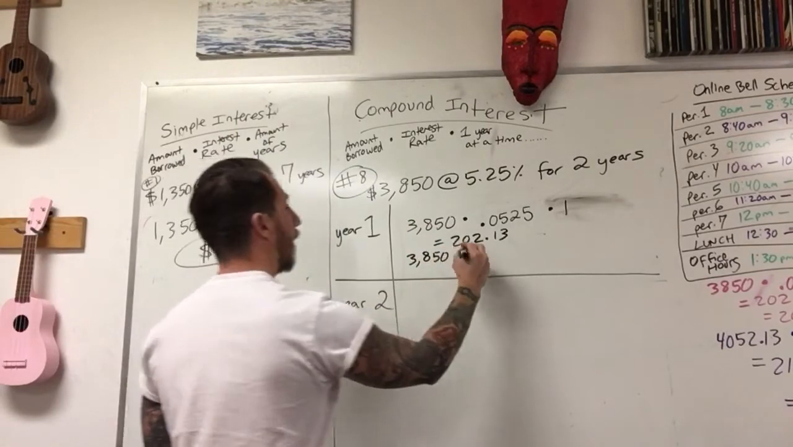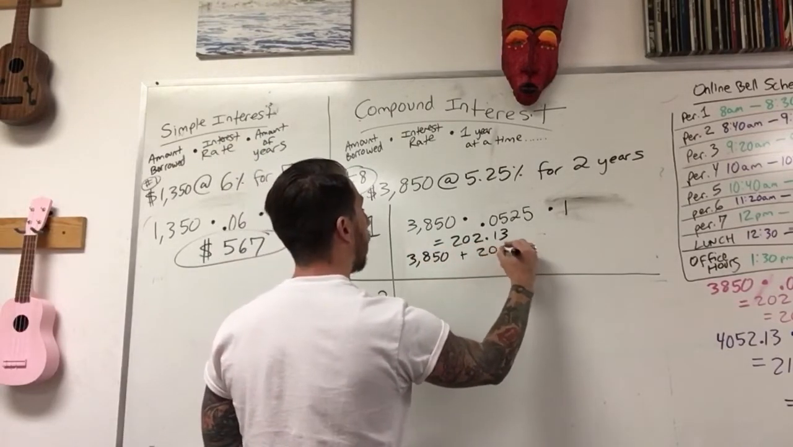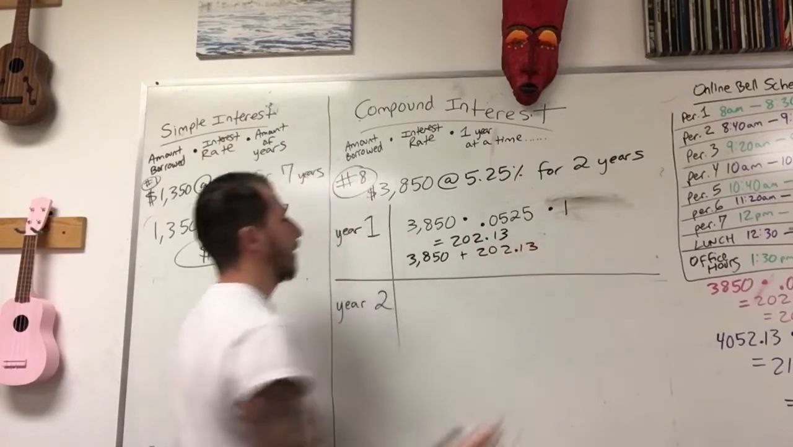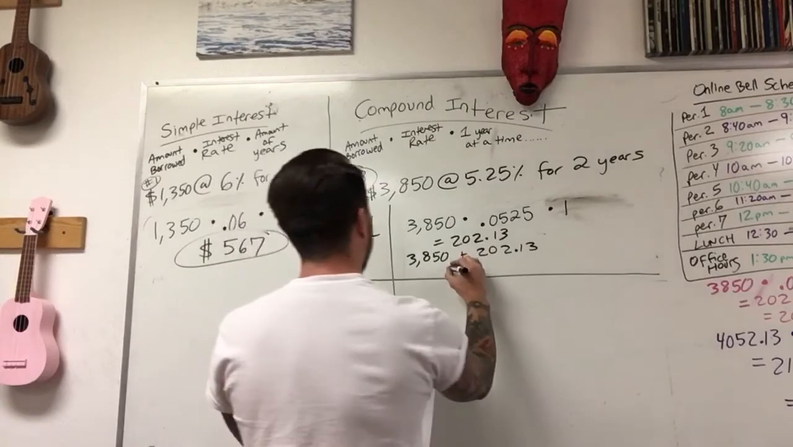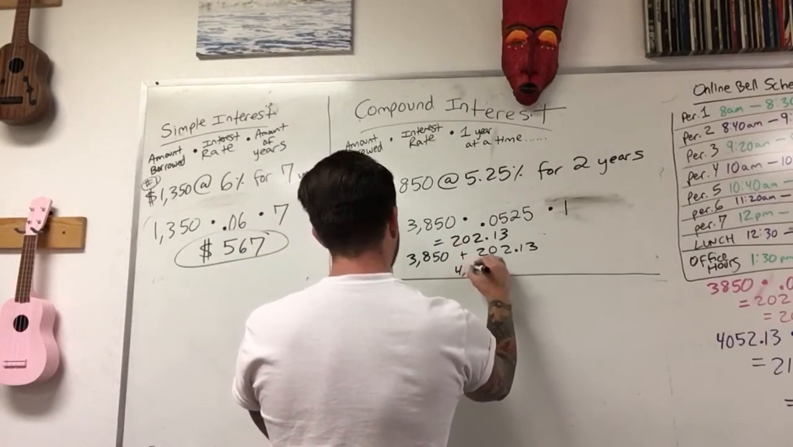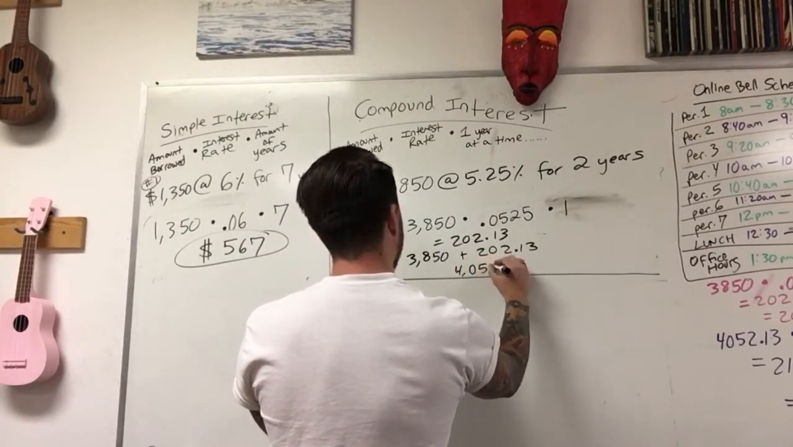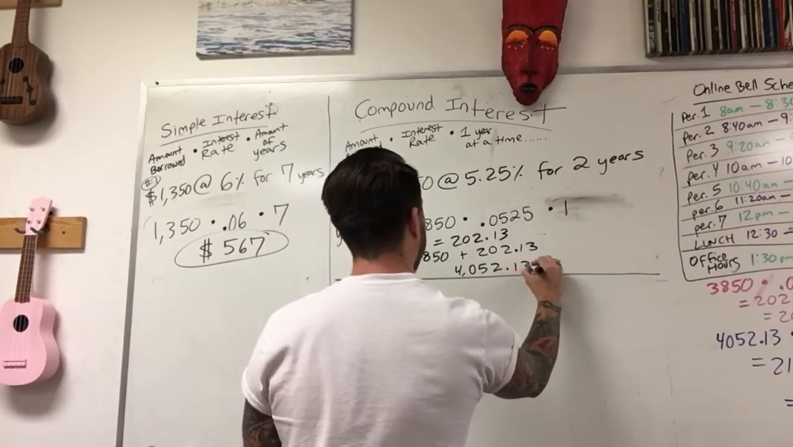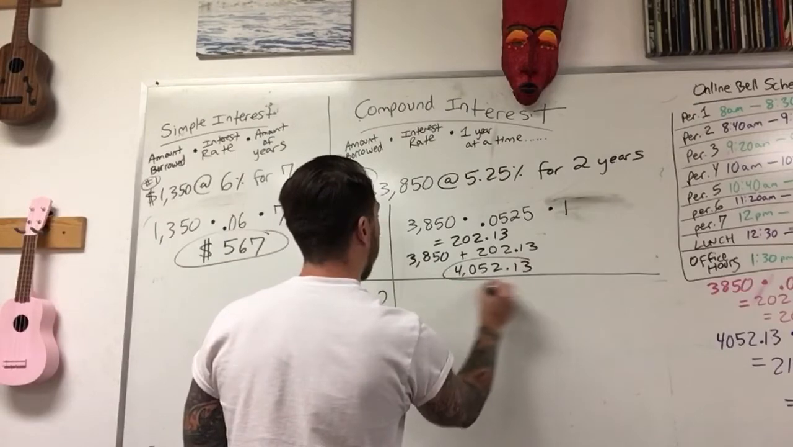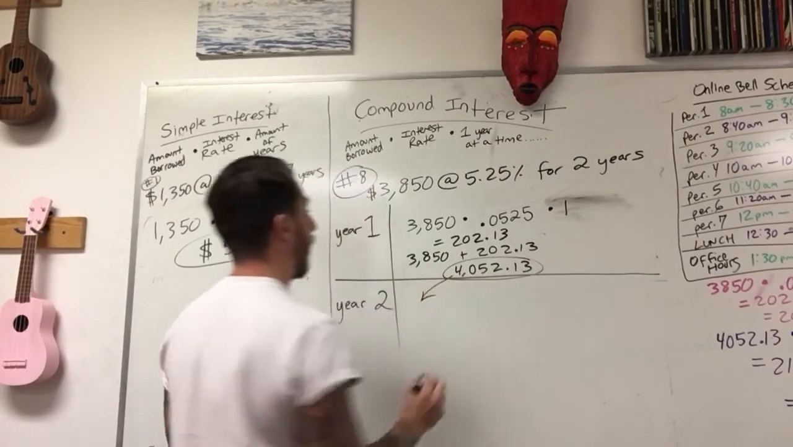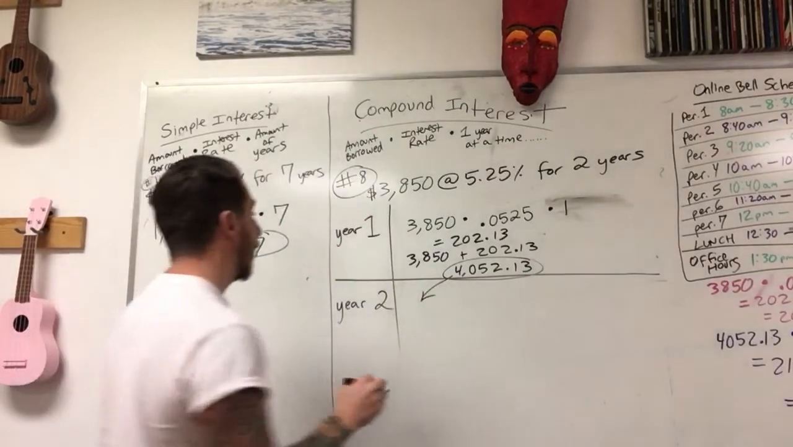Now, compound interest, what we're going to do is we take our original amount, we're going to add this new amount of interest to it, okay? When we add that up, we get 4,052.13. Here's what we do with that number. This number, that would be our interest after 1 year.